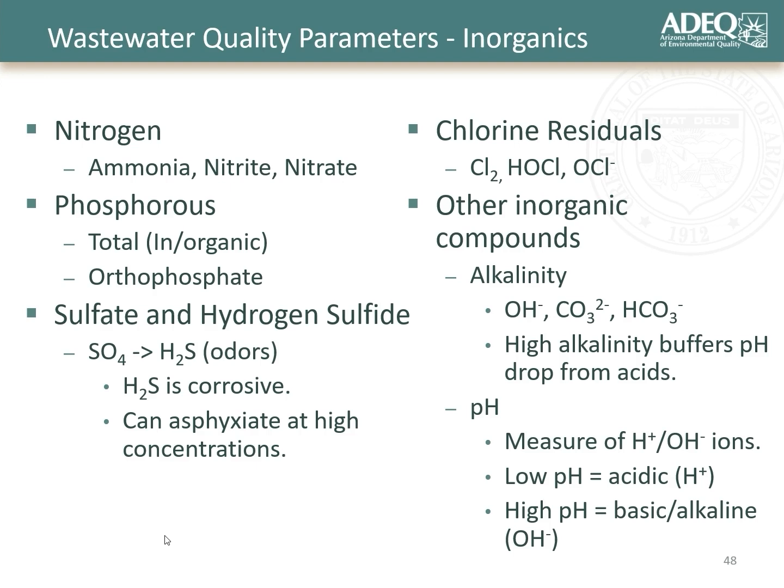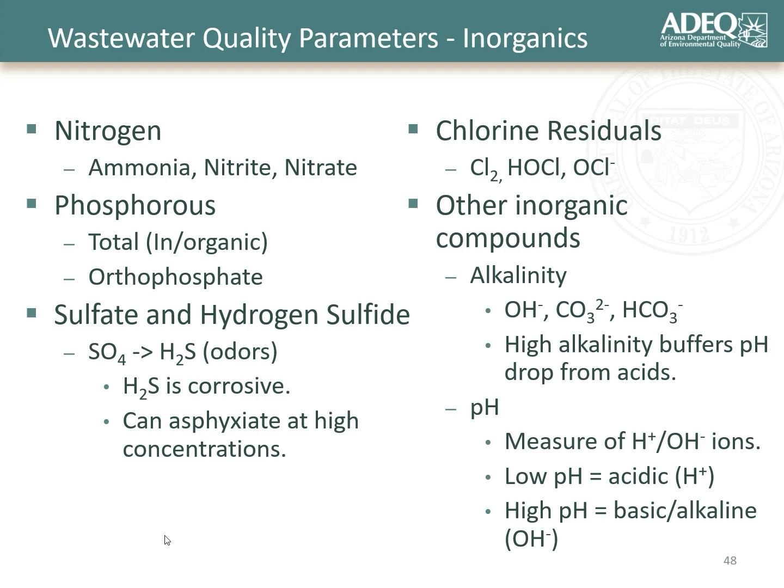While not necessarily within your permit, measuring sulfate and hydrogen sulfide is important because sulfate can be reduced under anaerobic conditions to hydrogen sulfide. And hydrogen sulfide is corrosive. Number one, it's typically why your headworks would be a little more corroded, because hydrogen sulfide is present there. Number two, a high concentration of hydrogen sulfide is also not healthy for humans.